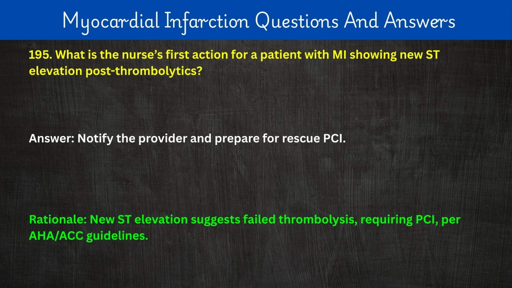195. What is the nurse's first action for a patient with MI showing new ST elevation post-thrombolytics? Answer: Notify the provider and prepare for rescue PCI. Rationale: New ST elevation suggests failed thrombolysis, requiring PCI, per AHA/ACC guidelines.